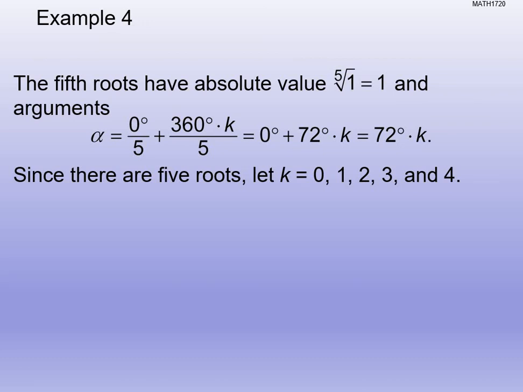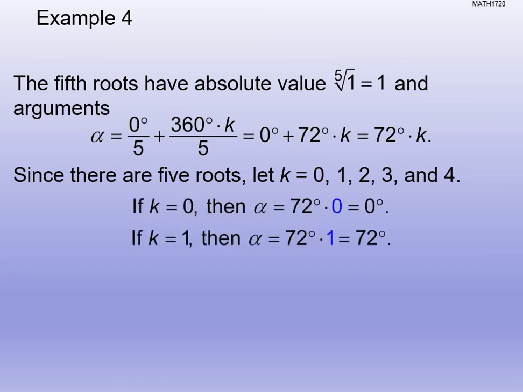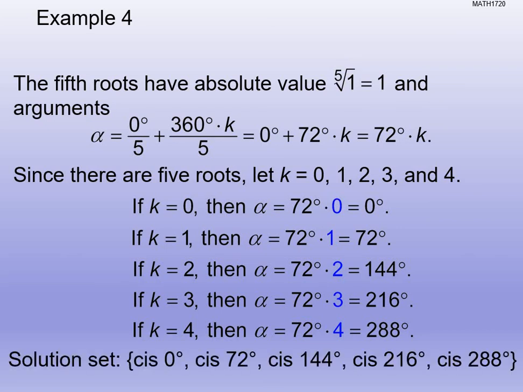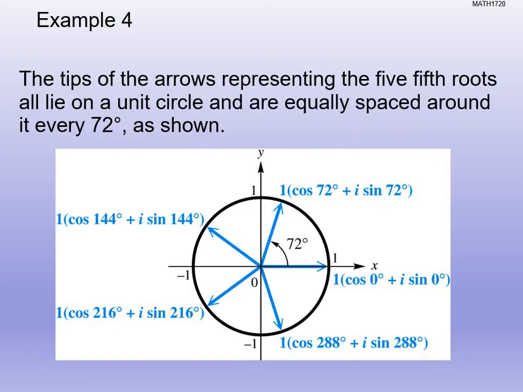Now since we're doing the 5th root, we have to substitute in k of 0, 1, 2, 3, and 4. When k is 0, alpha is going to be 0. When k is 1, alpha is going to be 72. If k is 2, alpha is going to be 144. If k is 3, alpha is 216. And if k is 4, alpha is going to be 288 degrees. So that's substituting in the k values. You'll always know k is going to be whatever root the problem asks you to find. Okay, so there's our solution set in the shorthand.